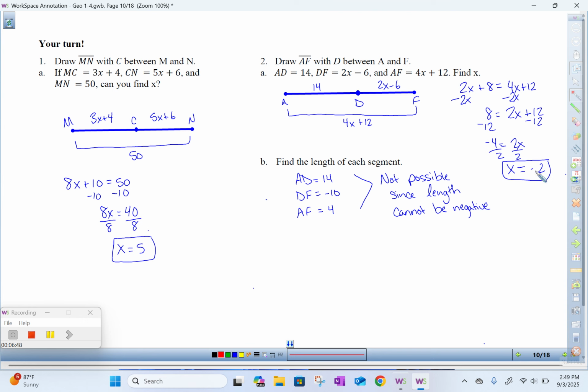Now, you are allowed to have a negative x value. However, when you plug it back in, you shouldn't ever end up with a segment with negative lengths. So on part B, you got AD is 14 because that was given to you. But when we plug in negative 2, that's 2 times negative 2 is negative 4, minus 6 is negative 10. At that point, this doesn't work. Even though 14 minus 10 is 4, and that checks out, we can never have a negative length. So I won't usually give you problems with negative lengths. If that ever happens, double check that you didn't set up your problem incorrectly.